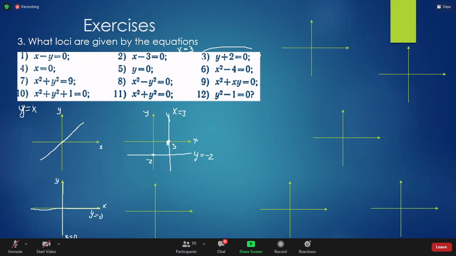X squared minus 4 is 0. I think it's a quadratic. So I think it will be like a parabola or a hyperbola. Well, the problem is that there's no y. You know that the equation of a parabola or hyperbola involves y as well because it's a two-dimensional curve. So in this case, for all y values, x squared equals 4. That is, x is positive or negative 2, which means it is a pair of lines. Now I need to sketch it.